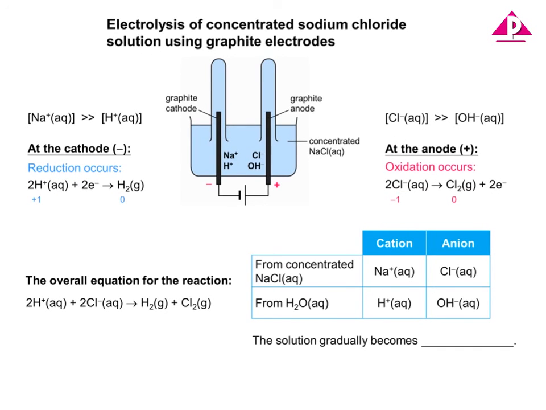As electrolysis continues, hydrogen ions and chloride ions are continuously consumed, while sodium ions and hydroxide ions remain. Therefore, the sodium chloride solution gradually becomes alkaline.